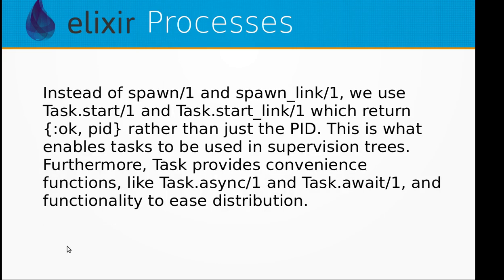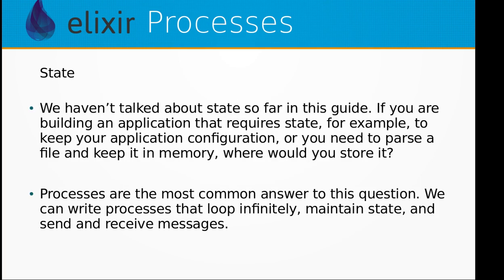Instead of spawn and spawn_link, we use Task.start and Task.start_link, which return {:ok, pid} rather than just the PID. This is what enables tasks to be used in supervision trees. Furthermore, Task provides convenience functions like Task.async and Task.await and functionality to ease distribution.